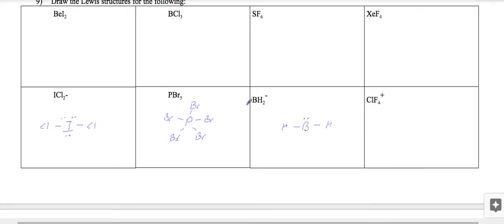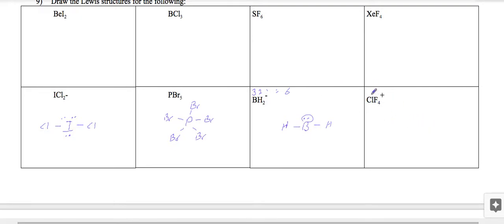So let's look at this one. Boron has 3. We have 1 from each hydrogen, 1 from the charge. That gets a total of 6. Set it up so we have our 2 single bonds to the hydrogens because that's all they can make. And that's 2, 4. Got those 2 extra electrons there. Makes 6.